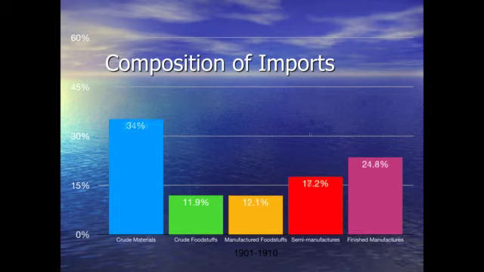And then when we get to the last section, we can see that trend continues, that crude material imports as a percentage of all imports is growing, while finished manufacturers as a percentage of imports is decreasing. So we can see this really shows that shift from an agrarian society, an agricultural society, to a manufacturing society, as it relates to what we are importing and what we are exporting into the United States during this antebellum period.